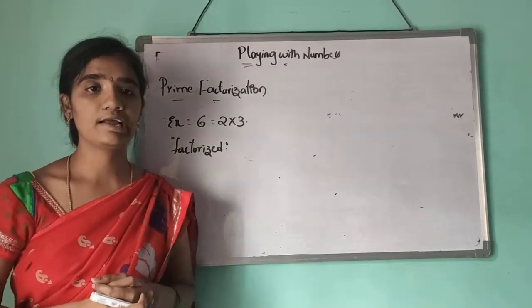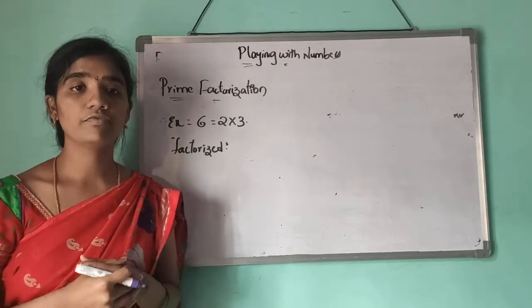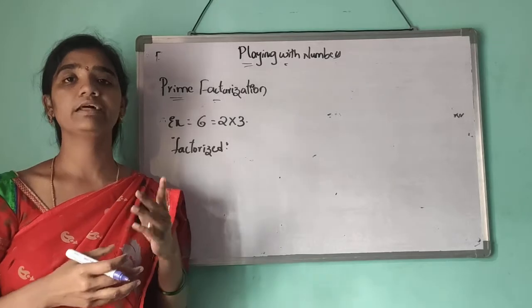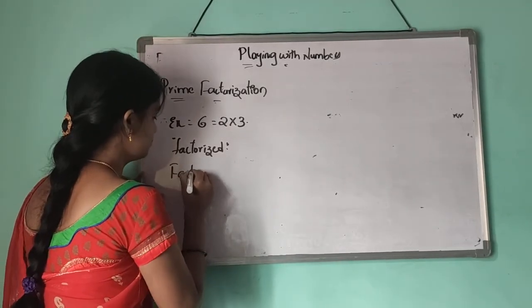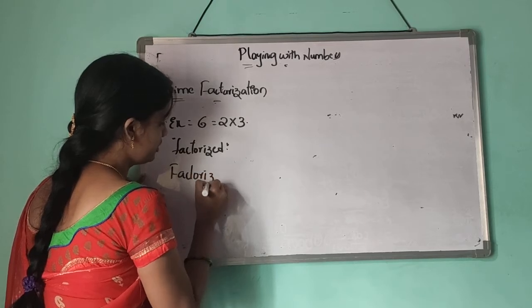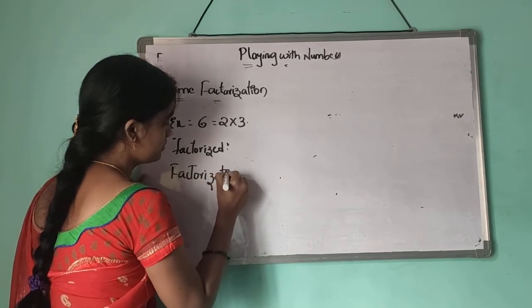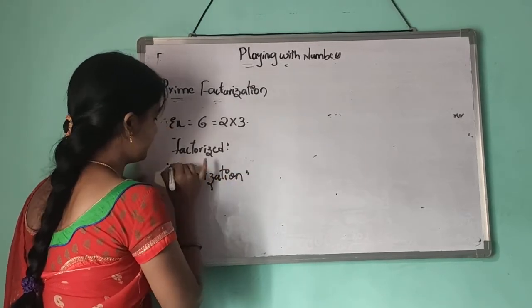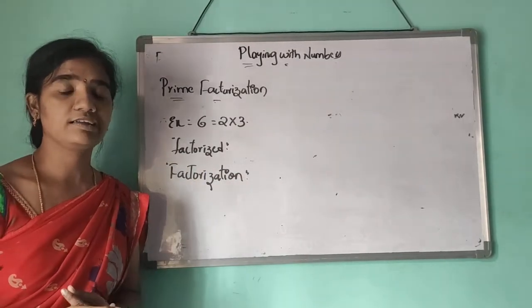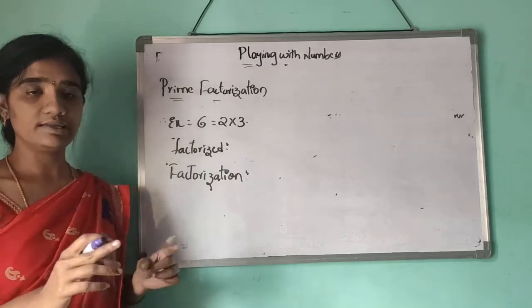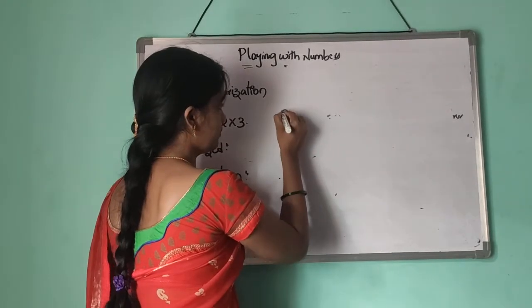The process of finding the factors is called factorization. A number can be factorized in different ways. Let us take another example.